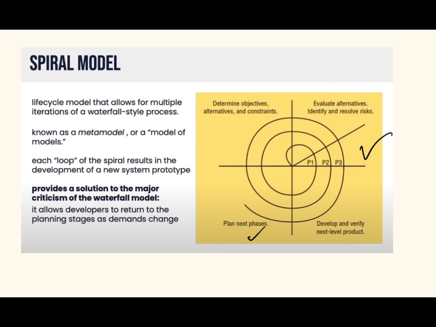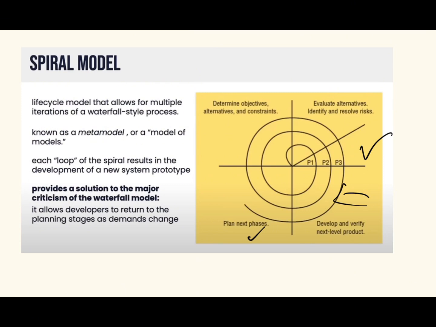So here you can see, based on feedback, prepare for the next cycle. In this diagram, you can see there are multiple cycles. Therefore, we call it a model of models. So one iteration completes, then the next phase starts.